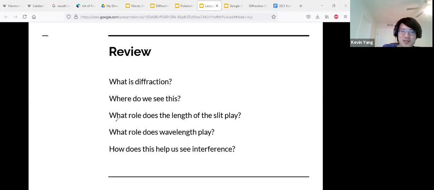So next question is, what role does the length of the slit play, right? We can have bigger slits, or we can have smaller slits. Smaller holes, bigger holes.